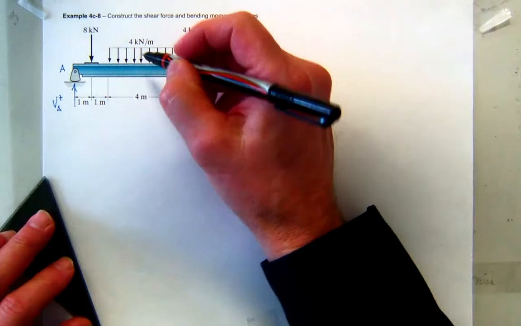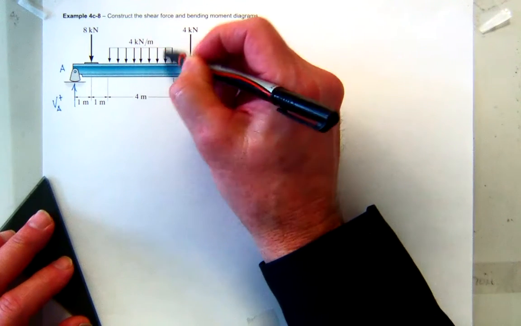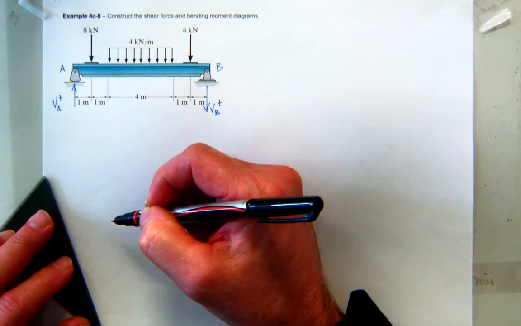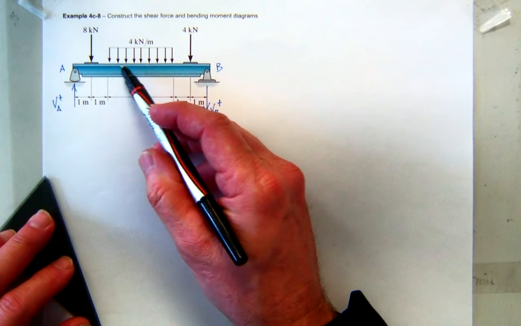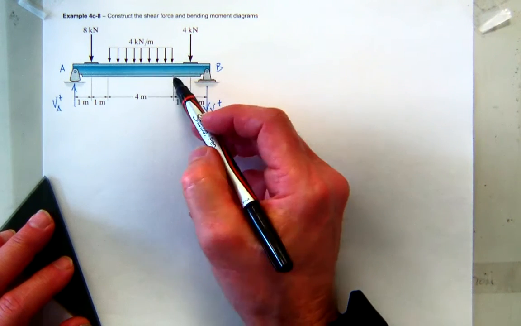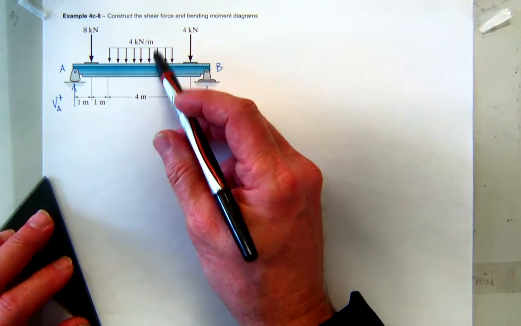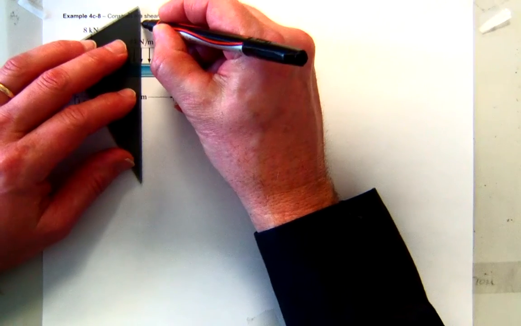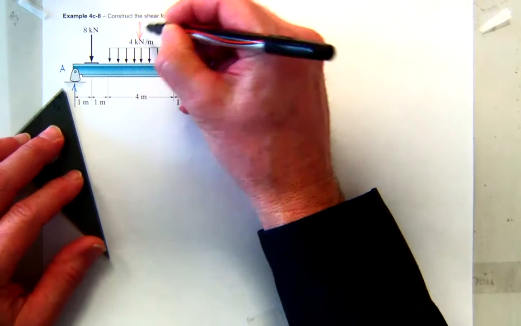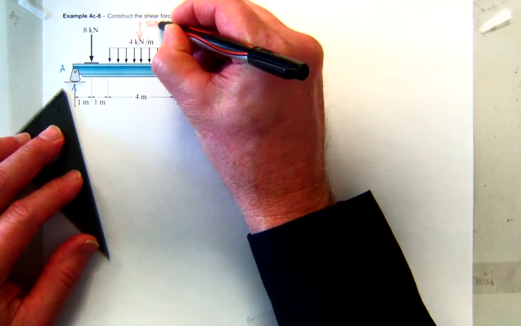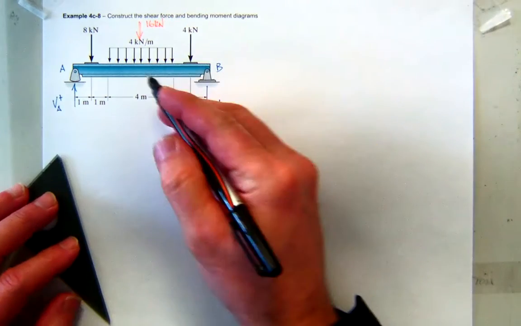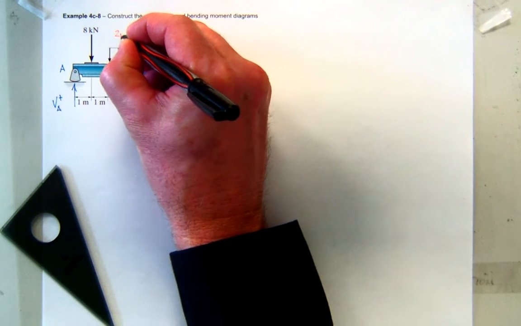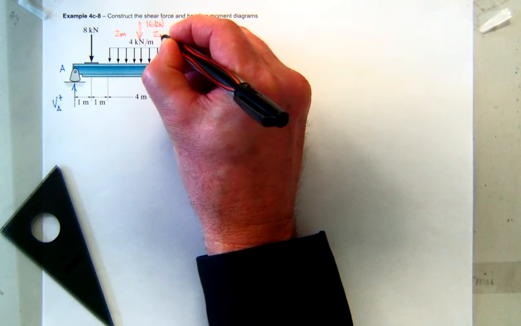Before I go there, I think it'd be easier to go ahead and resolve that to a concentrated equivalent force for my statics. So it's a rectangle, so base times height. The base is 4 meters, the height is 4 kilonewtons per meter. So that'll give me an equivalent force of 16 kilonewtons, applied right in the middle, that would be 2 meters from either side, whichever way you want to go.